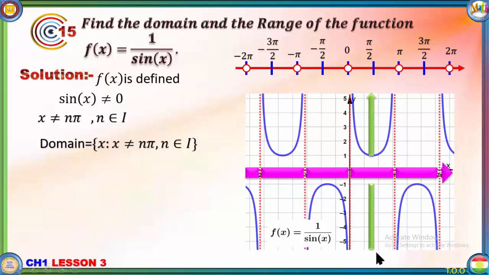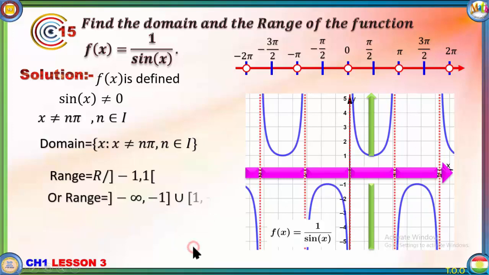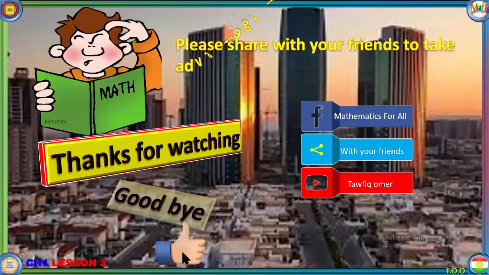The range of this function starts from minus infinity to minus 1 and from 1 to positive infinity. Or we can say all real numbers except the open interval minus 1, 1. x equal n pi are the vertical asymptotes.